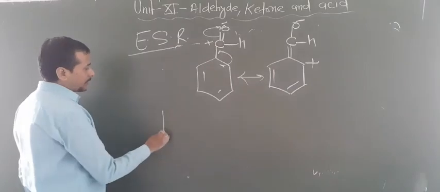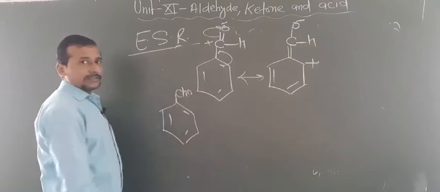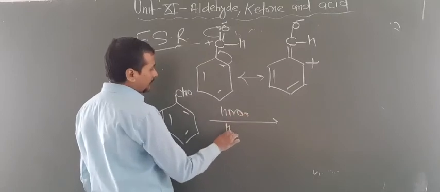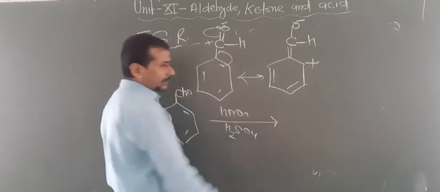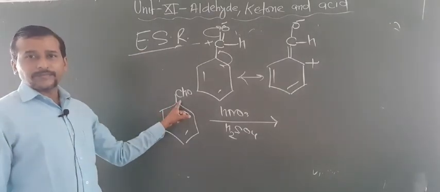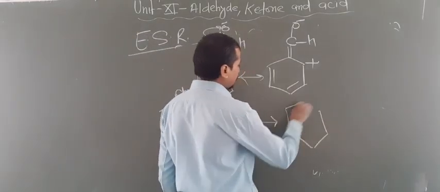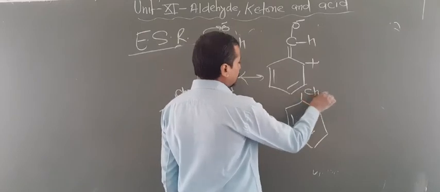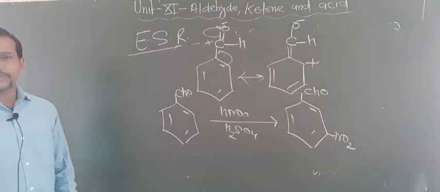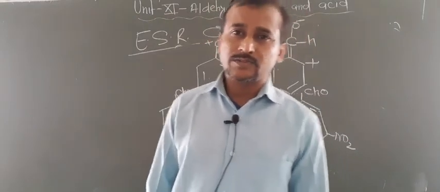One question may arise: what is the product of the reaction of benzaldehyde or ketone when they are nitrated? You are taking the nitrating mixture HNO3 and H2SO4. In nitration the NO2 group is generated as the electrophile. Due to the meta director, the NO2 group attaches to the meta position. So your product will be, due to the presence of the CHO group, which is a meta director, meta-nitrobenzaldehyde. So this is all about aldehydes and ketones.